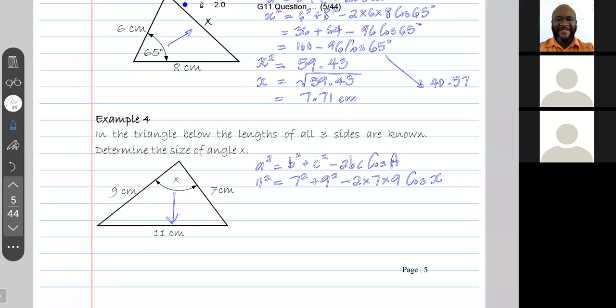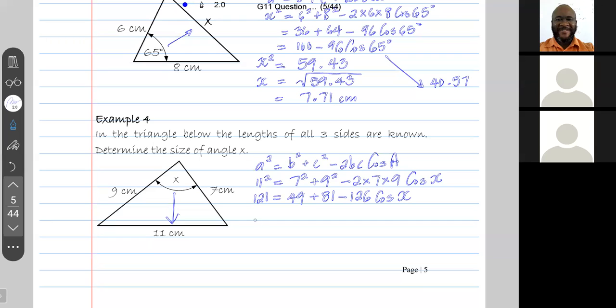All right, so 11 squared, this is 121, is equal to 49 plus 81 minus 2 times 7 times 9, which is 126, the cosine of x.